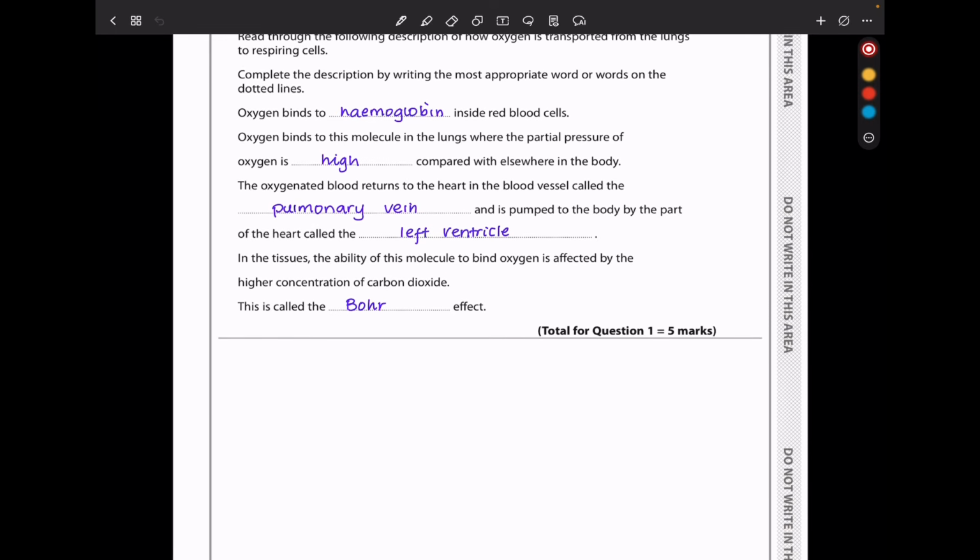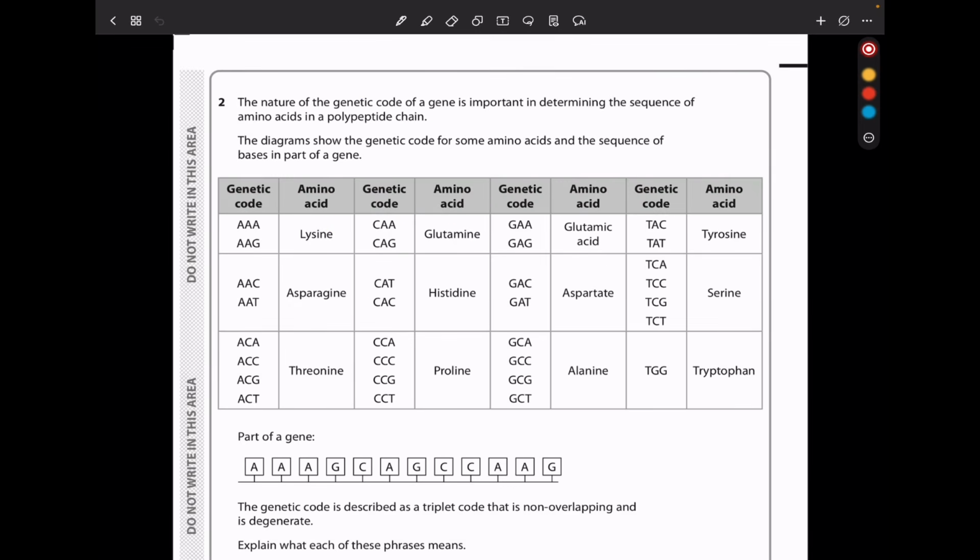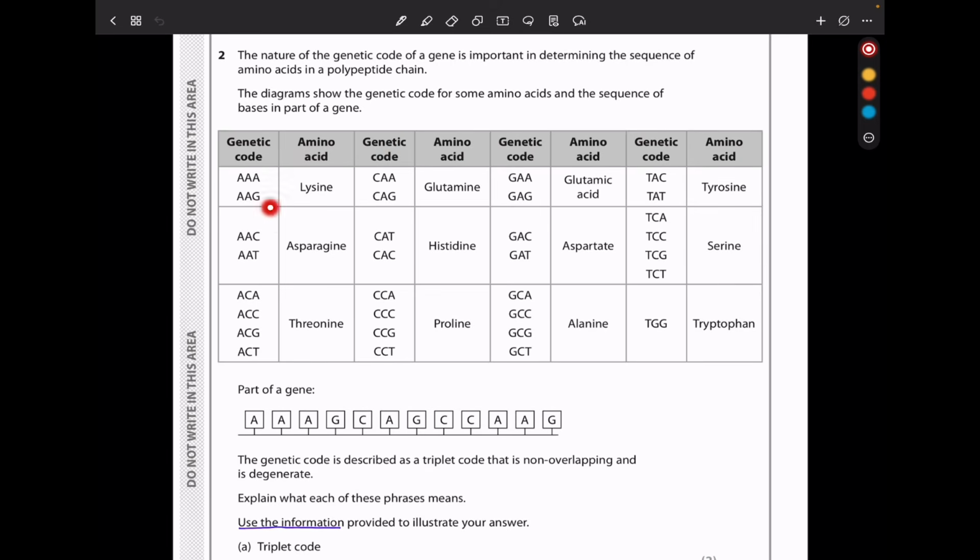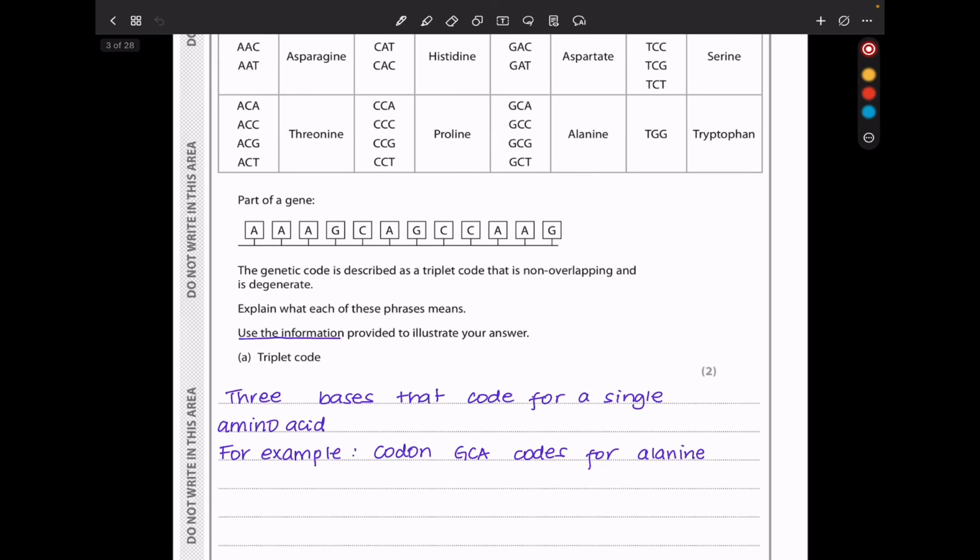So this brings us to the end of question 1. Let's continue to question 2. In question 2, the nature of the genetic code of a gene is important in determining the sequence of amino acids in a polypeptide chain. The diagrams show the genetic code for some amino acids and the sequence of bases in part of a gene. So we can see this is part of the diagram given, this one here. Then down here they say part of a gene, which is this one here.